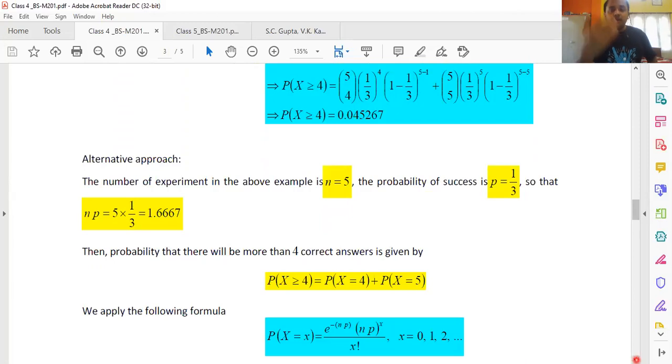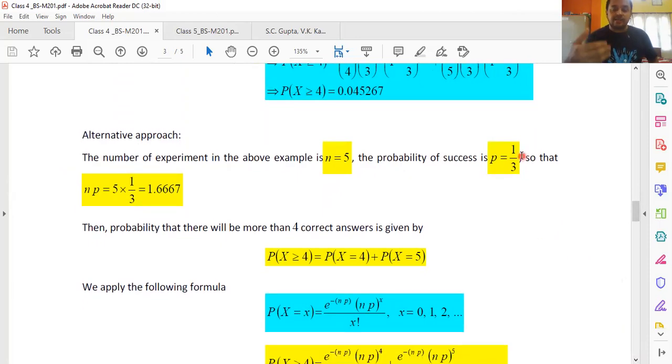Now, there is another, different approach we can apply to calculate the same problem. The number of experiments in the above example is n equal to 5, and the probability of success p equal to 1/3, as already explained. The mean of the binomial variable is n times p, which is 1.667. That can be greater than 1 because np is the mean, it is not a probability.